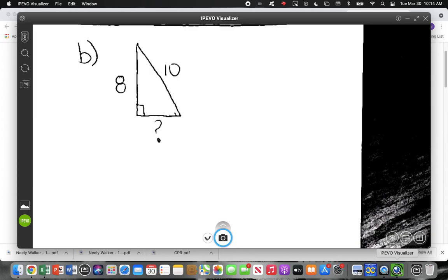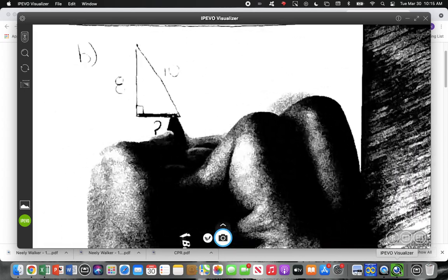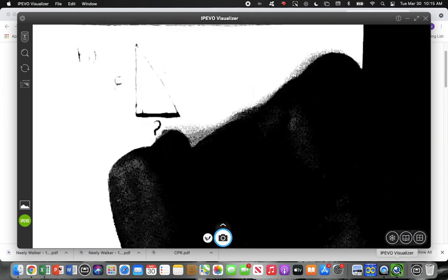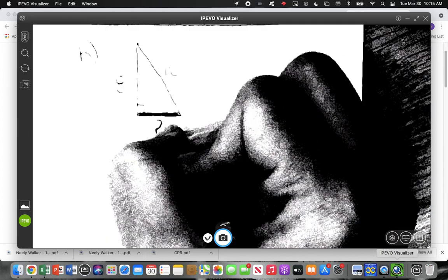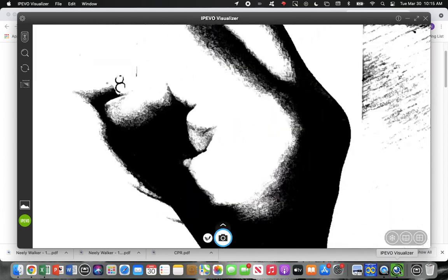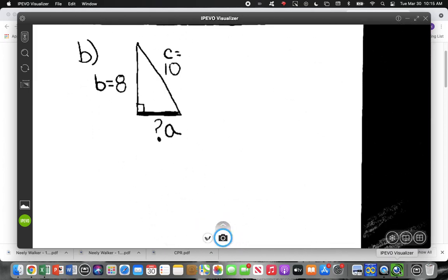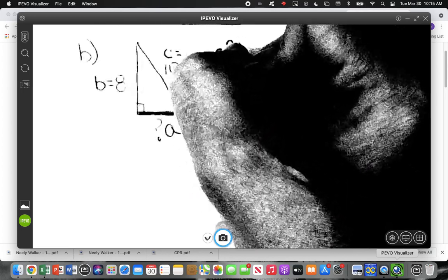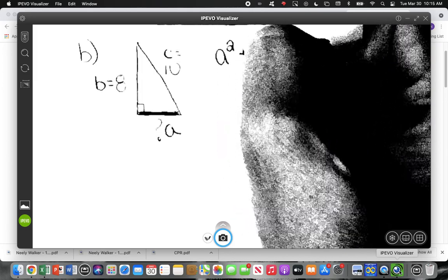All right, so our missing side is down here at the bottom. Is that a leg or a hypotenuse? All right, it's a leg. Do you guys want it to be A or B? Sure. All right, now which one is going to be my B? 8, because it's my leg, and then my C is going to be my hypotenuse, my 10. So we can plug in what we know to A squared plus B squared equals C squared.